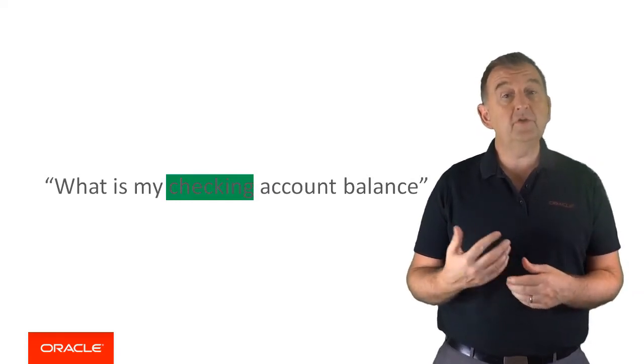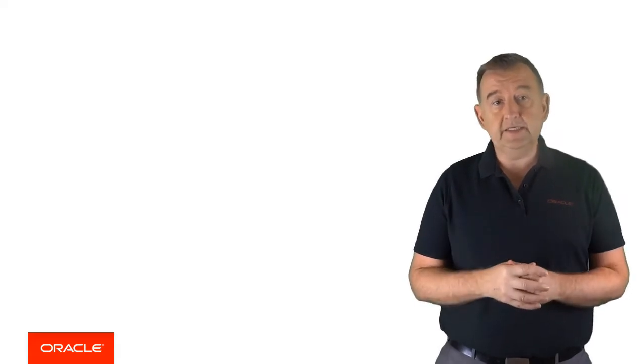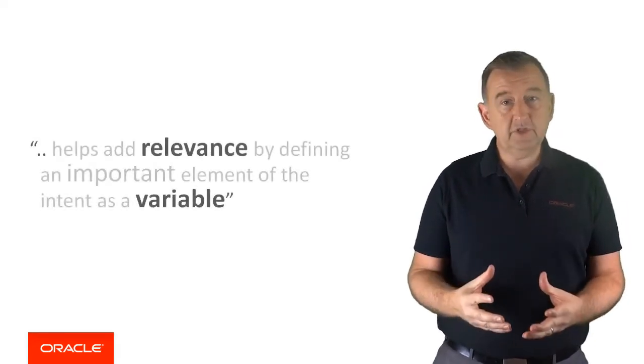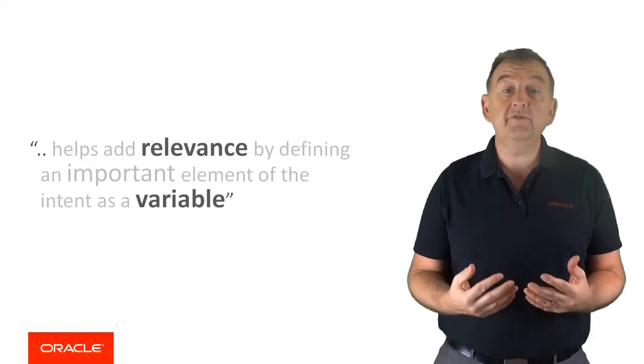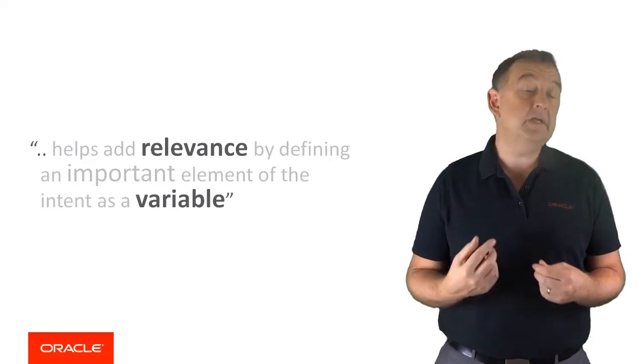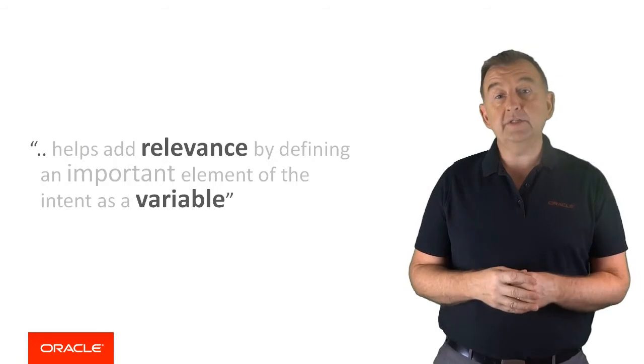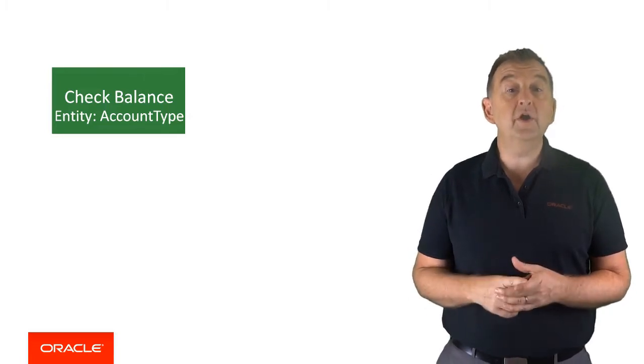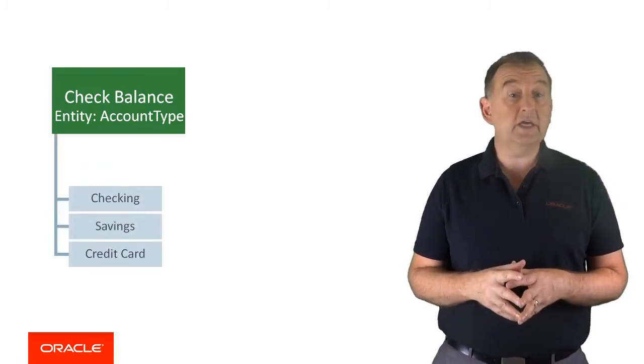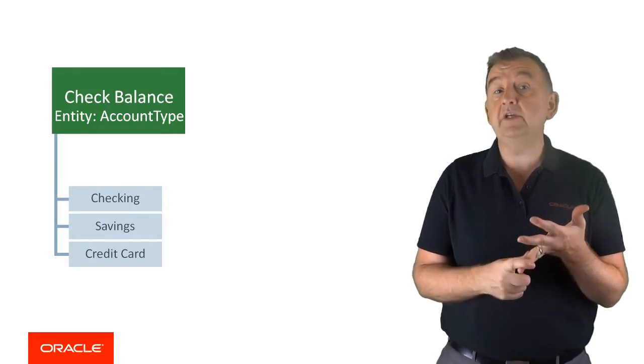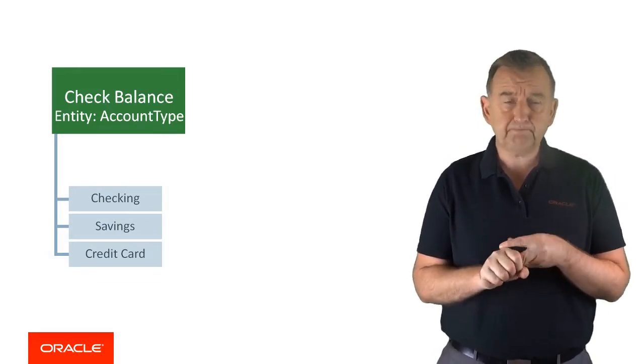In this example, the account you want to check is a variable element, and that essentially is what an entity is. It helps add relevance to an intent by allowing you to define an important element of the intent as being variable. So in our bank balance example, we might have an intent called check balance, for which the account type is a variable. So in intelligent bots, you can define an entity called account type and define that the account type can be one of the three following strings. That could either be checking, savings, or maybe even credit card.